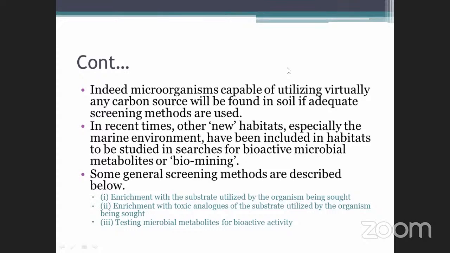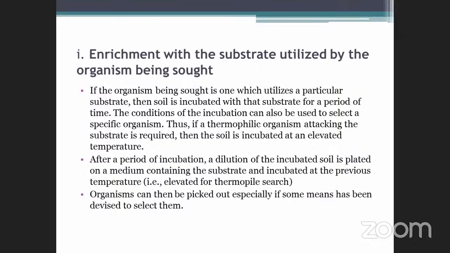One is enrichment with the substrate utilized by the microorganism being sought. Second, enrichment with toxic analogs of the substrate utilized by the microorganism being sought, and finally testing the metabolites for bioactivity. So enrichment with the substrate utilized by the microorganism means you already know that your microorganism is, for example, a thermophilic one. You provide that particular temperature.